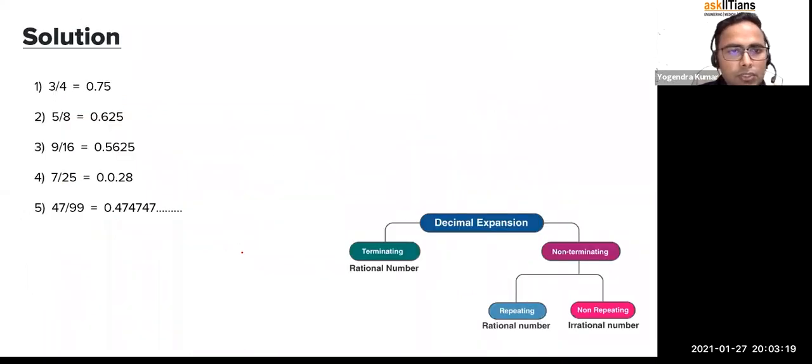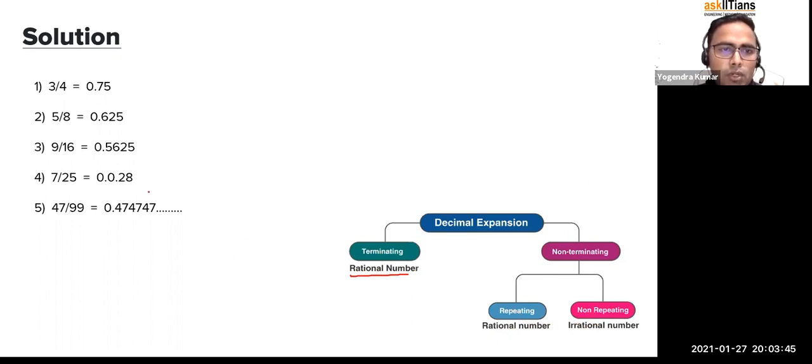We have the solutions on the next page for all these, right? So this is what it is. Decimal expansion, we have terminating, means it is a rational number. Non-terminating could be repeating or non-repeating. So it will be rational if it is repeating. I made it clear already. This one, non-repeating, it is irrational. That's all. This is what we need to remember.